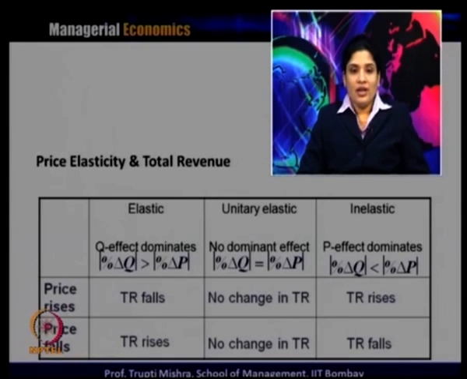Similarly, in case of a decrease in the price, total revenue increases, because a small decrease in the price will lead to a greater increase in the quantity demanded, and that is the reason total revenue increases. There is no change in the total revenue, or a very insignificant change, in case of unitary elastic, and in case of inelastic, generally the total revenue decreases.